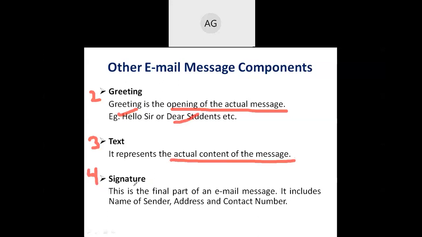Now the fourth component is the signature. This is the final part of the email message. It includes the name of the sender, the address, and the contact number of the sender. So who is sending this email, their address, their contact number, and other important personal information can be shared in the signature field. So remember these points.